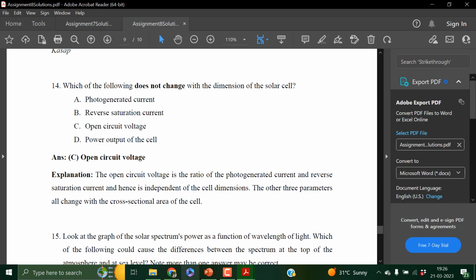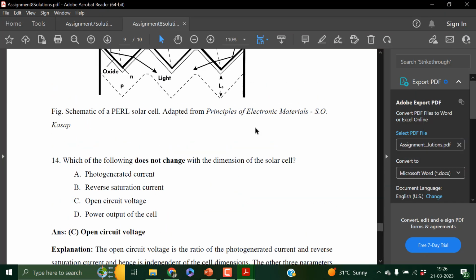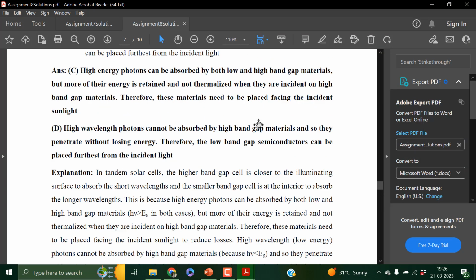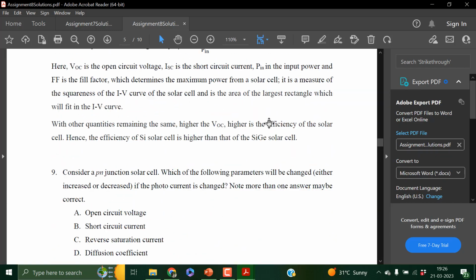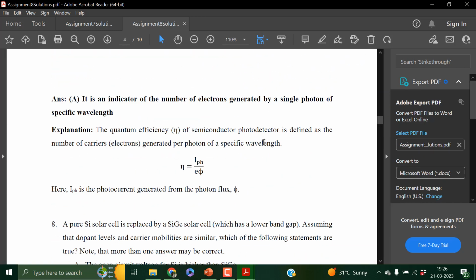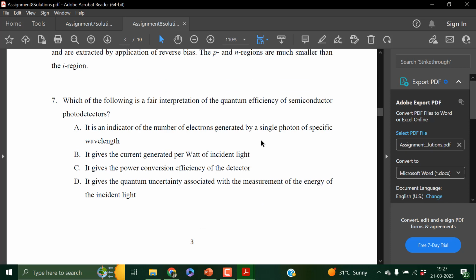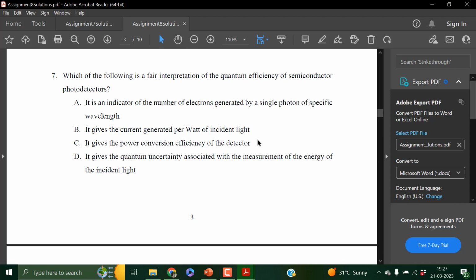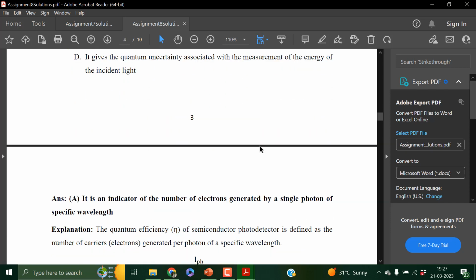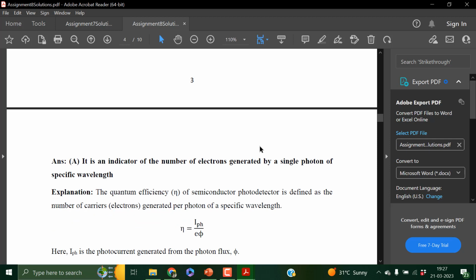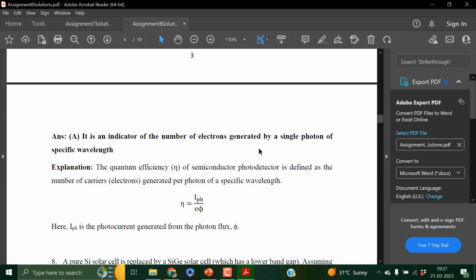Madam, this week, question number 7: which of the following is a fair interpretation of quantum efficiency? I have doubt in the first and second options, madam. The second is current generated per watt. I think the first would be the answer. Yes, even I ticked it as correct, madam.